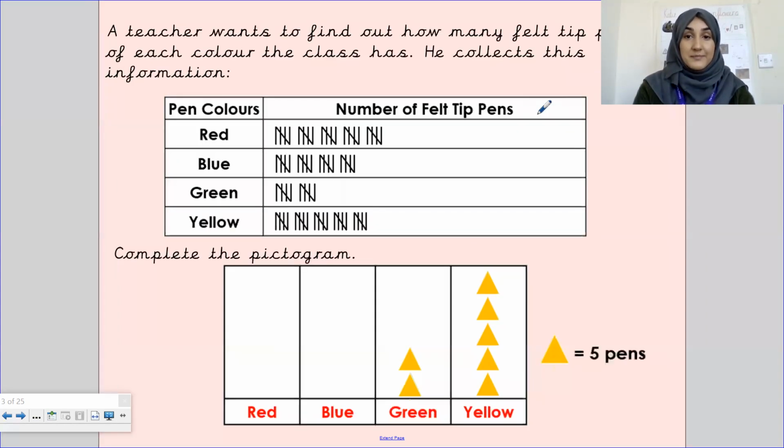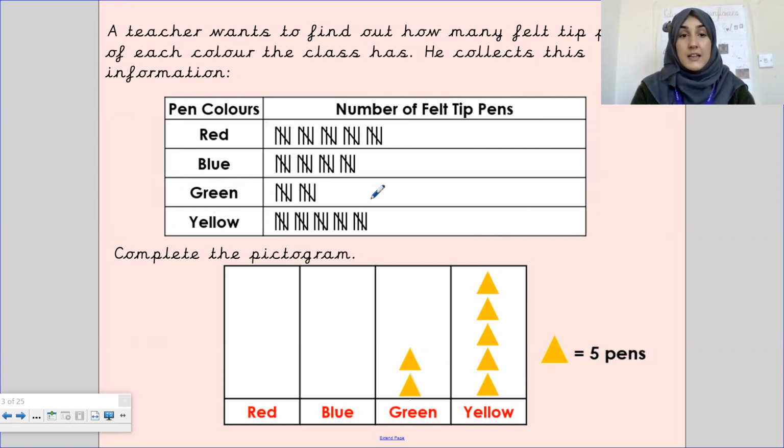5 vehicles. Okay, a teacher wants to find out how many felt tip pens there are of each colour the class has. He collects this information. So he's got a tally chart at the top here. So there are this many red pencils, there are this many blue pencils, this many green pencils, and this many yellow pencils. Now, what we need to do is we need to complete the pictogram.